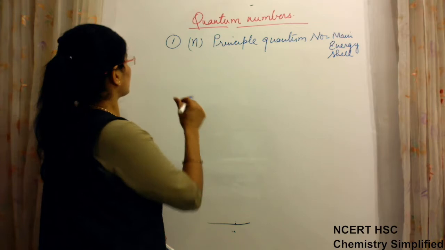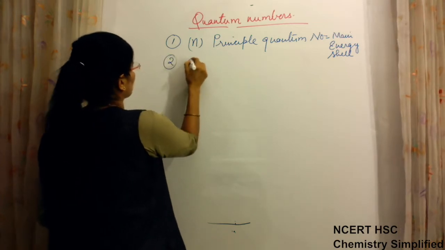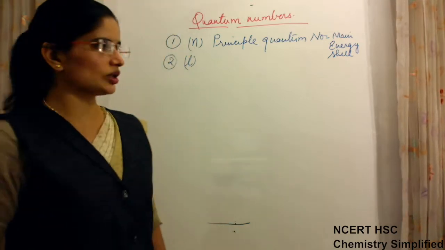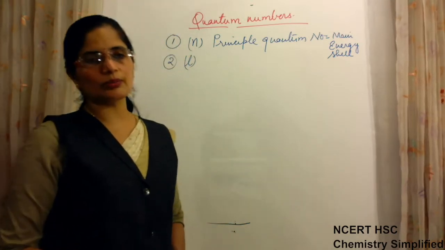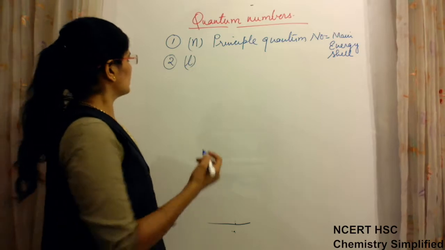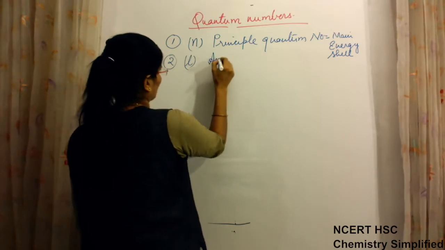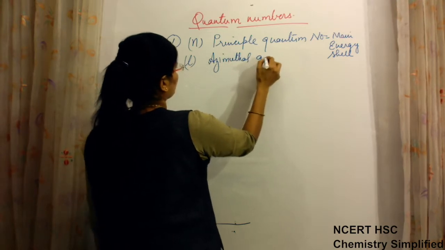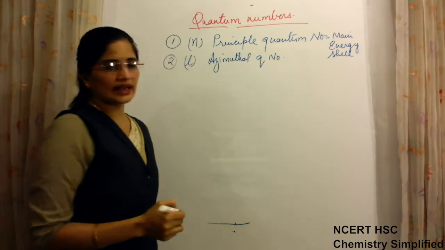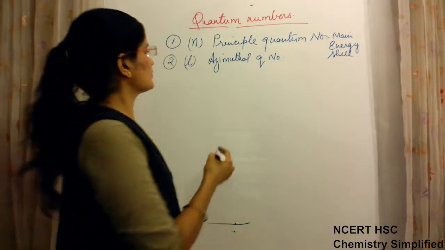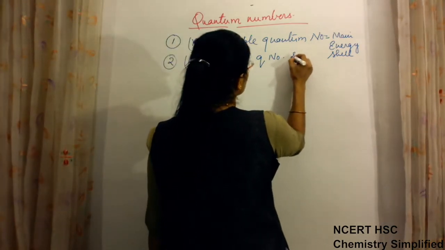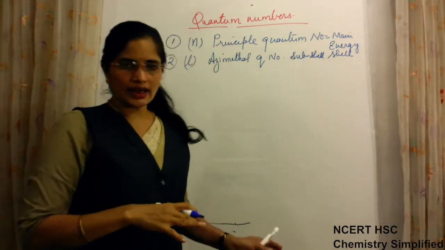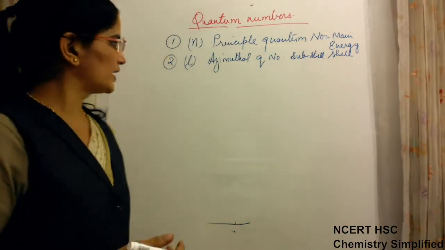Okay, the second quantum number which we had done was L, which has several names. We have written azimuthal quantum number, angular momentum quantum number, or subsidiary quantum number. So one name I am writing, azimuthal quantum number. What does L signify? L gives us the information about the subshell. Okay, so shell and its subshell, these two things we have known.